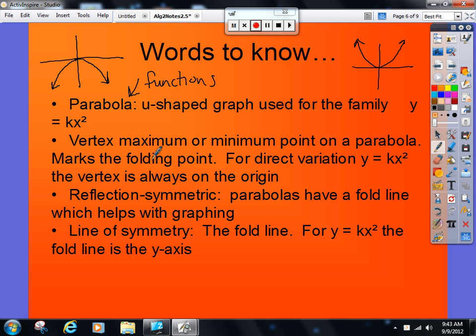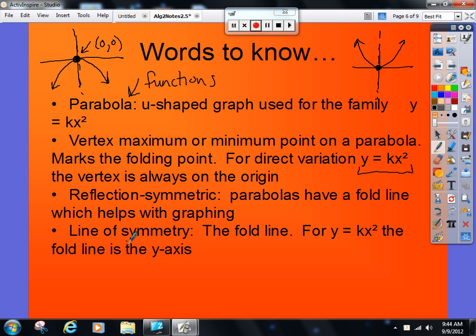Okay, the vertex is the maximum or minimum point on a parabola. So in this case, it's a maximum because it's the very top, and in this case, it's a minimum. It also marks the folding point because parabolas have symmetry. So I could fold this and they would match up. That was a really good drawing by me, actually. I'm really proud of my parabola because it looks symmetric. And for the graphs you're going to do in tonight's homework, if it looks just like y equals kx squared, the vertex is always going to be at the origin, which is 0, 0.